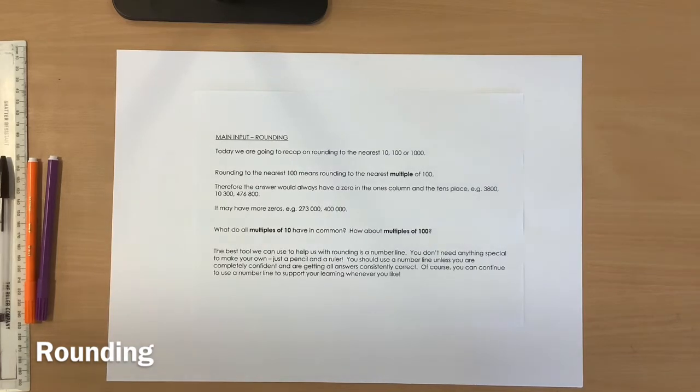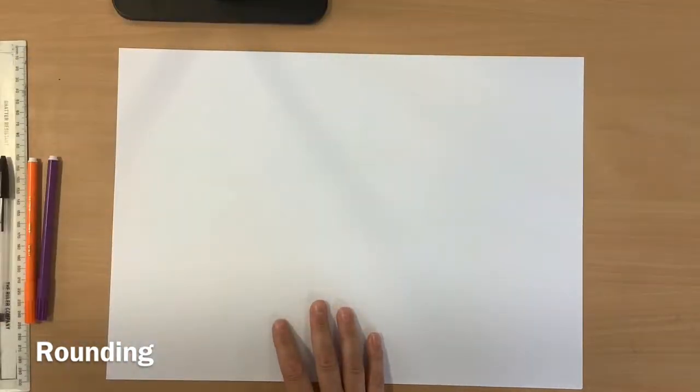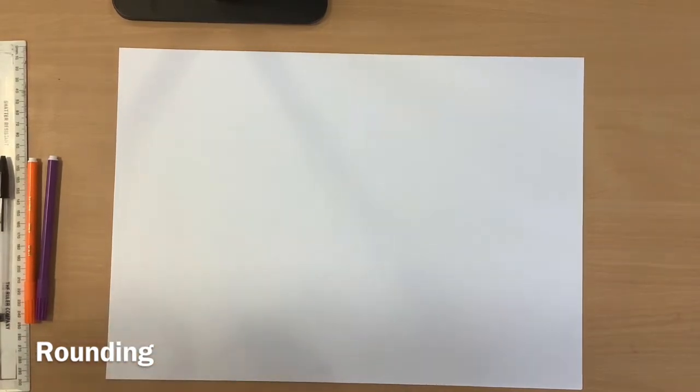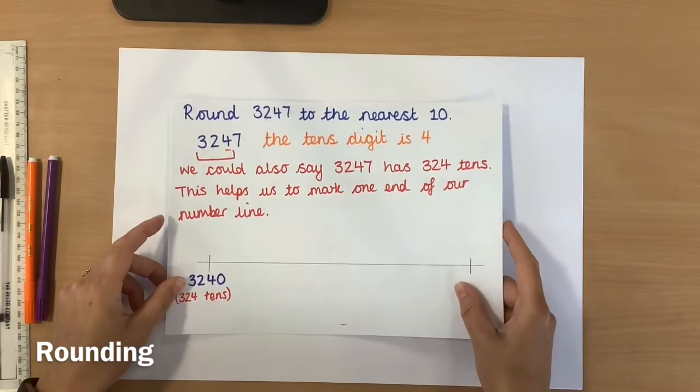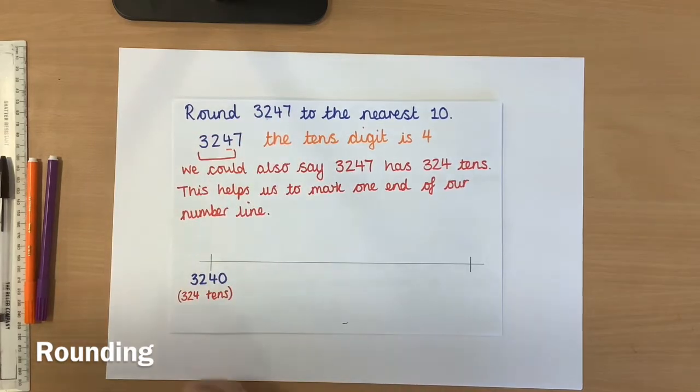Okay, rounding. Whenever I am doing rounding, I always would suggest you use a number line. A number line is easy. You can draw it anywhere. As long as you know how to mark it up, you're fine, and just thinking about where you start each time is quite important. So I'm going to go through one step by step. So first of all, our task is to round 3,247 to the nearest 10.